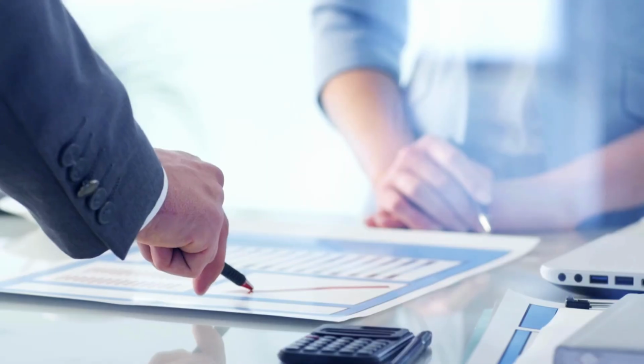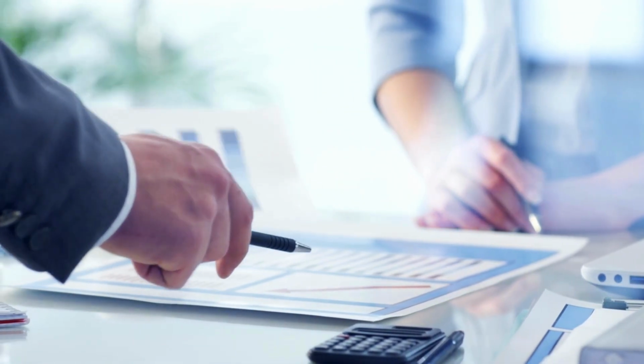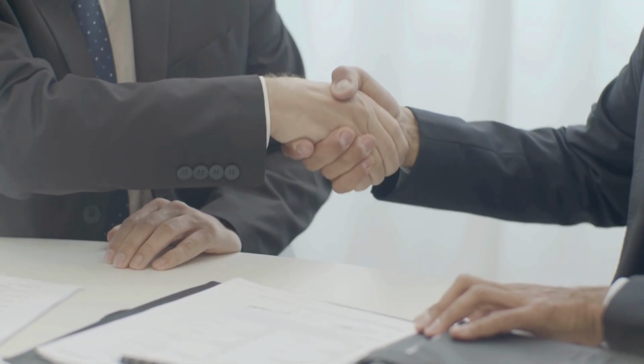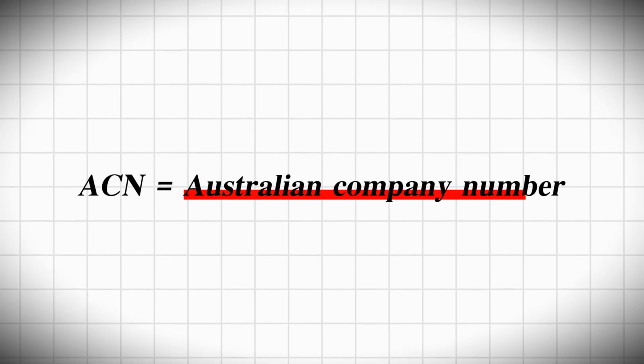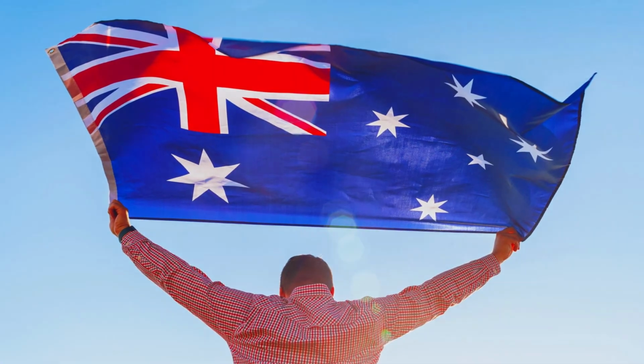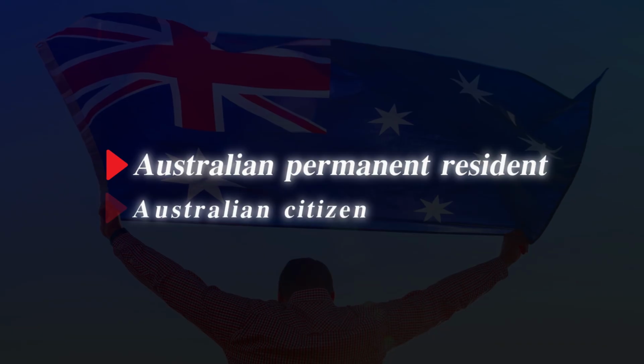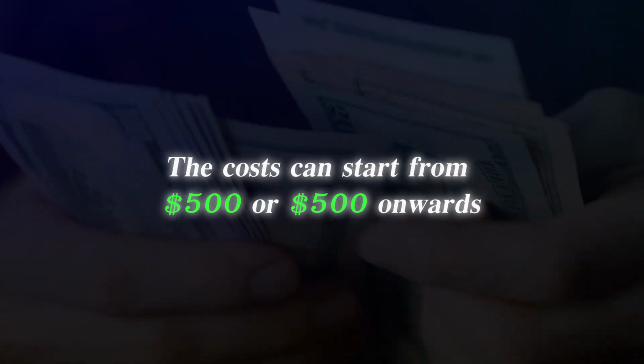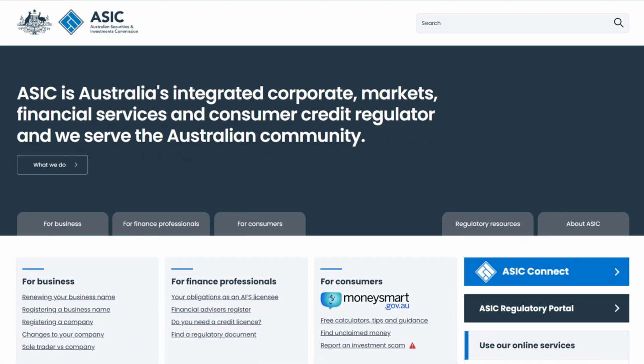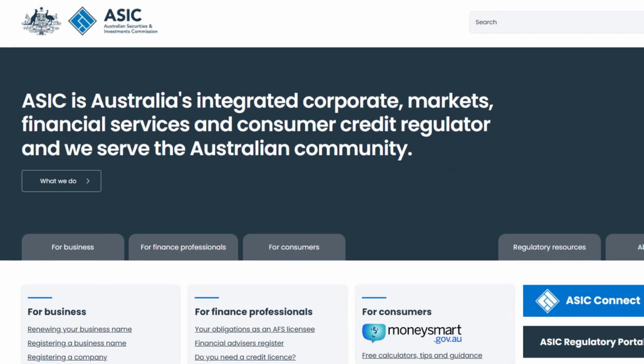If you actually want to run a business in Australia, you need to register it and get an ACN, which is called an Australian company number. Now in this case, you need to know that as an international student, you can run a business, but for you to get an ACN on your organization, there has to be another person who has to be either an Australian permanent resident or an Australian citizen. Getting an ACN, getting an Australian company number in Australia is not free like an ABN is. The costs can start from $500 or $500 onwards. You can check the recent costs on the ASIC website.